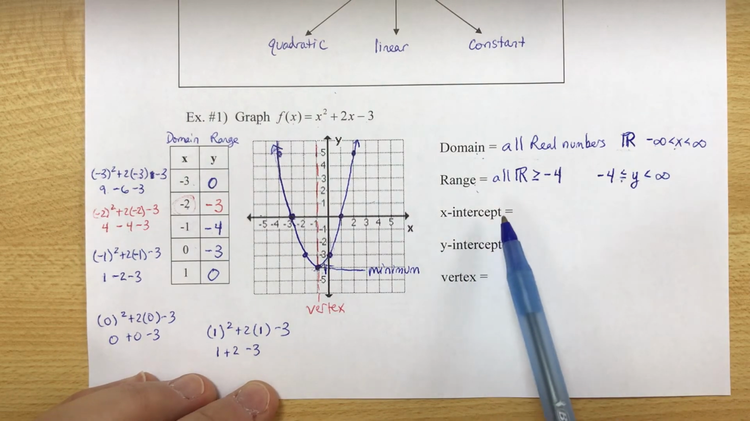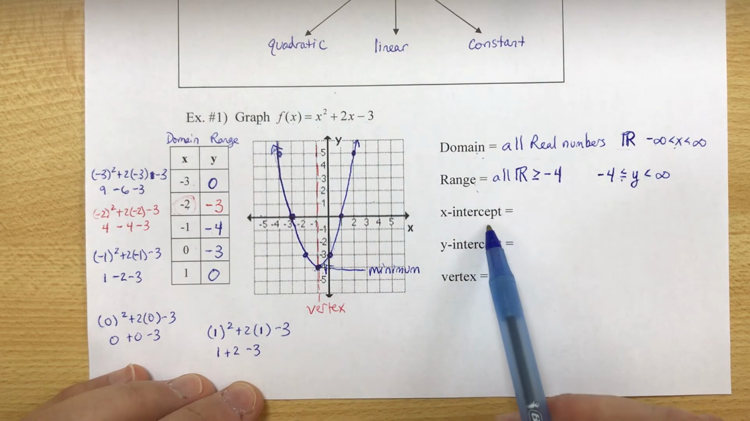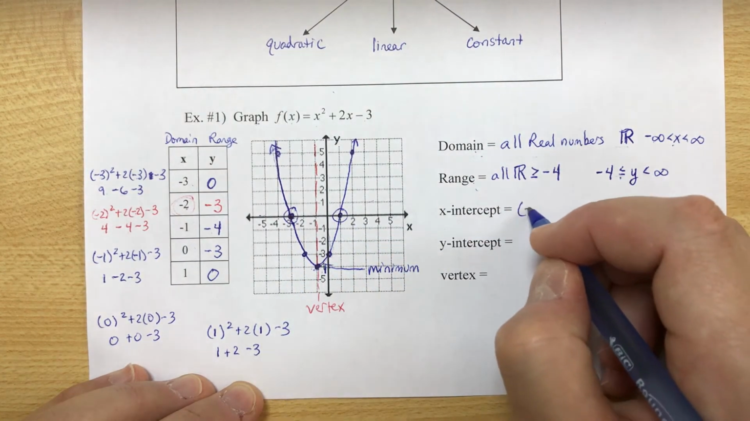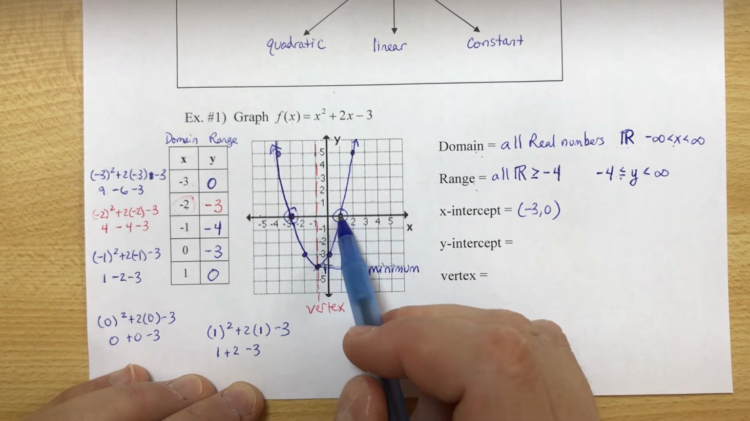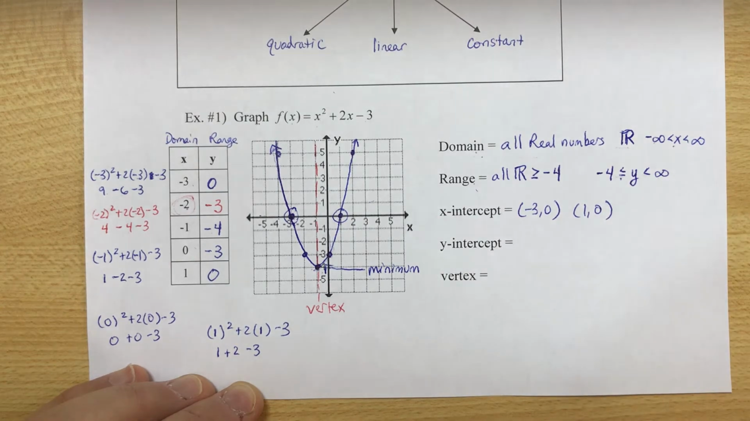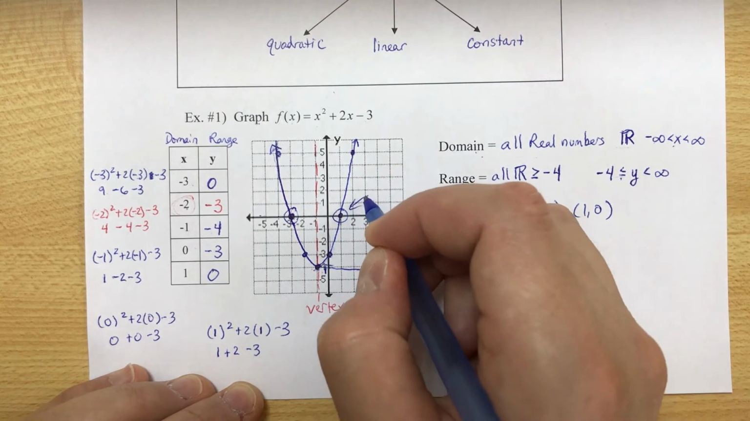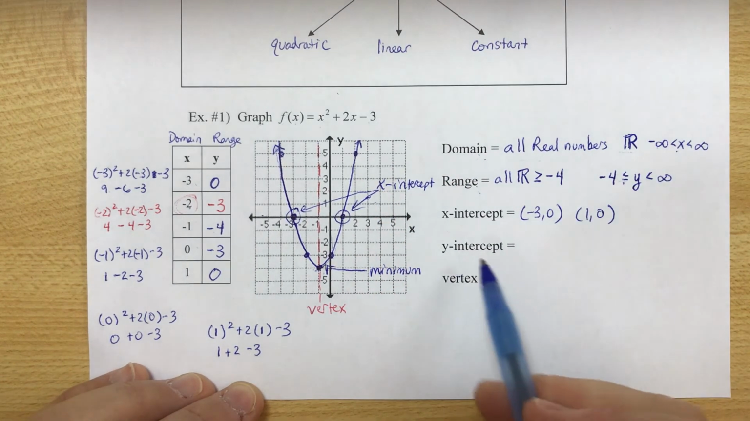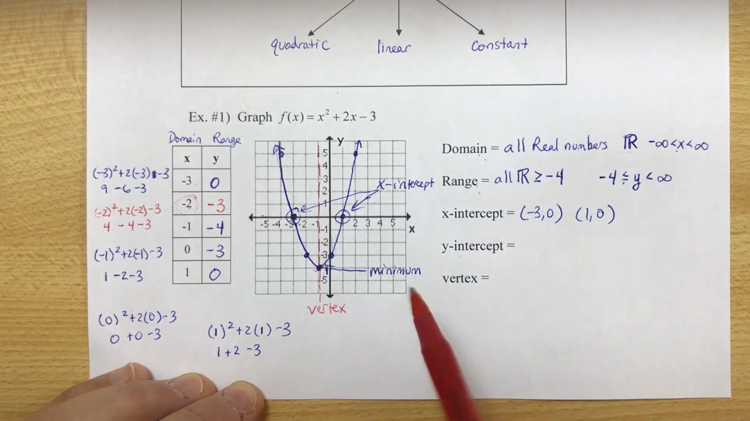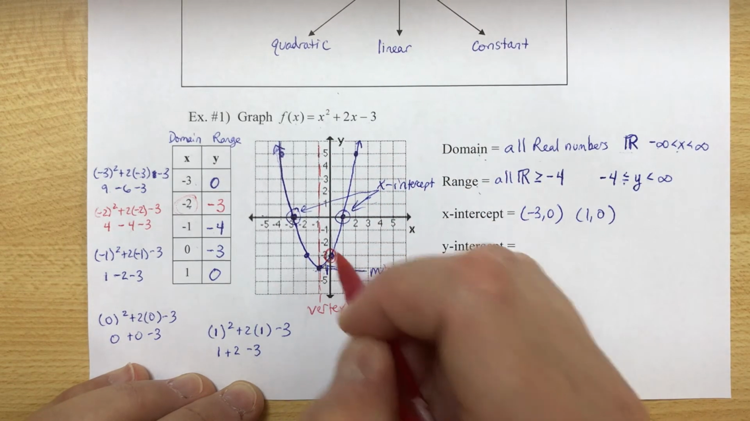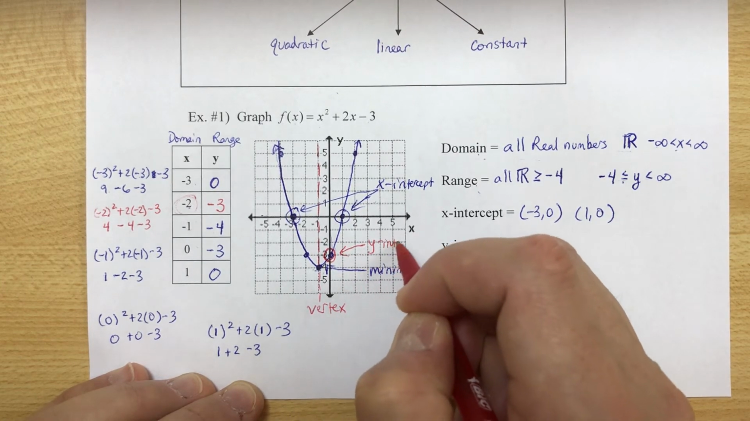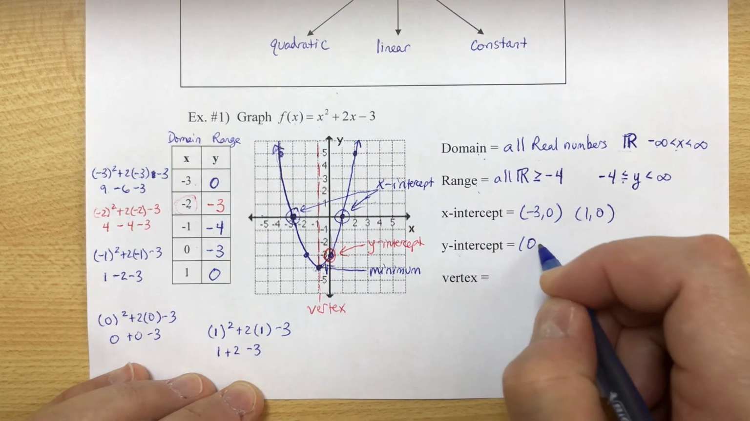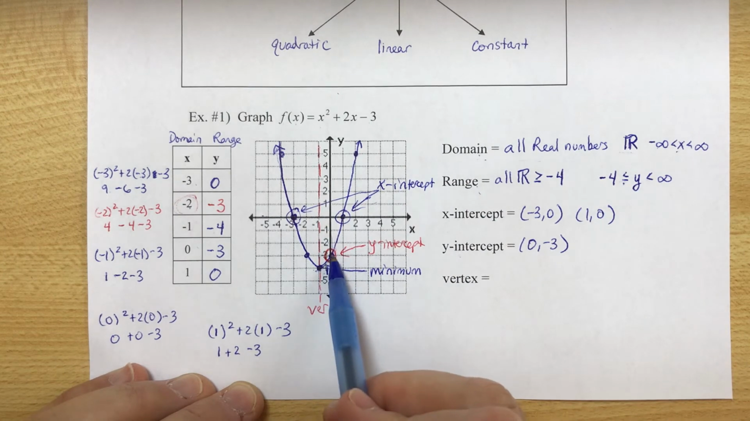Okay, the last couple properties here, the x-intercept is where we cross the x-axis. Well, we've got 2 of those. So we have an x-intercept at -3, 0, and then an x-intercept at 1, 0. Okay, so let me label that. Those are the x-intercepts. The y-intercept is where we touch the y-axis. So here's the y-axis. Right here is the y-intercept. And that's at 0, -3. Because we don't move left or right, so the x value is 0.